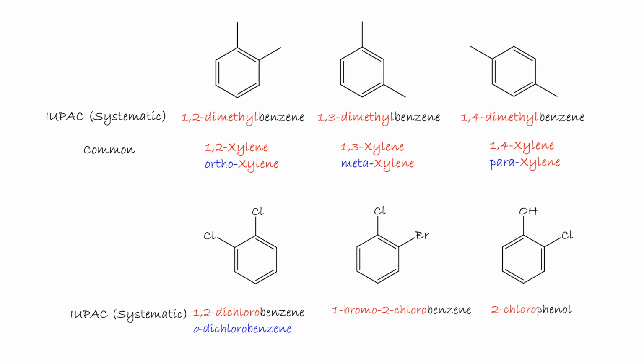The IUPAC systematic name for this compound, with both methyl groups at 1, 2, is 1,2-dimethylbenzene. By common name we can call it orthoxylene. Here is 1,3-dimethylbenzene, metaxylene. Here is 1,4-dimethylbenzene, or paraxylene.